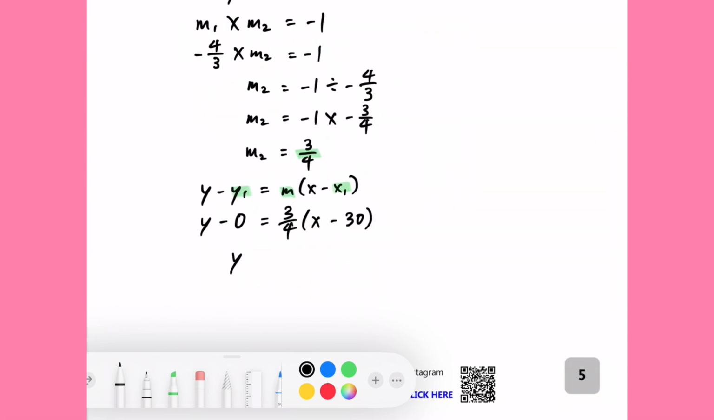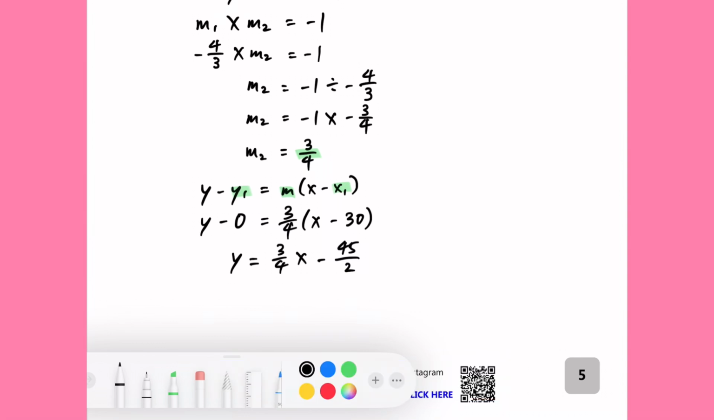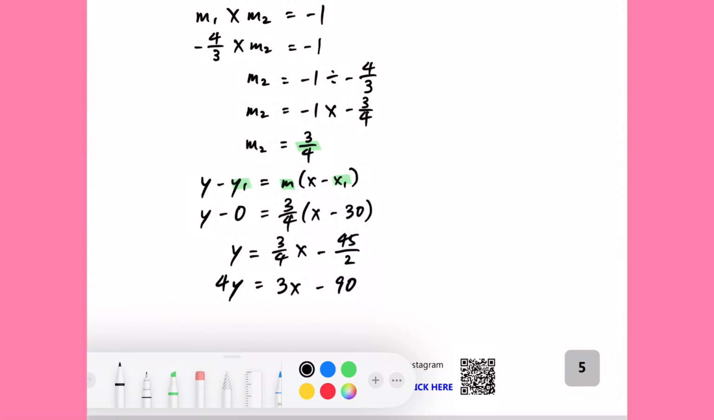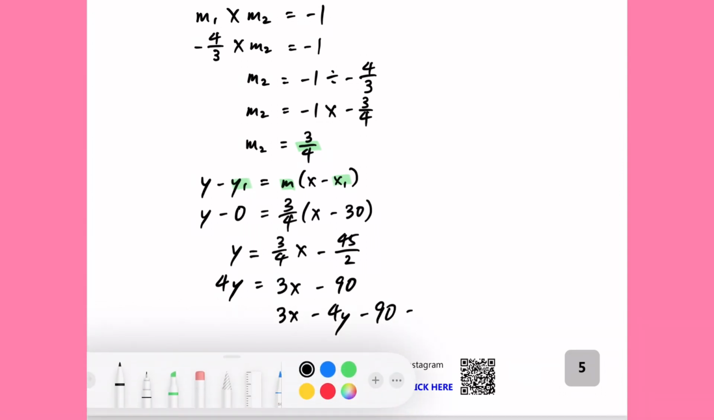And then we can simplify the left hand side as well as expanding the right hand side carefully. And as in this question, we are expected to present our answer in general form. From this step, we know that the denominators are 4 and 2. We can first try to multiply every term by 4, so that we will have 4y equals to 3x minus 90. And then finally, we can move everything to the right, such that we will have 3x minus 4y minus 90, and then this expression will be equals to 0.